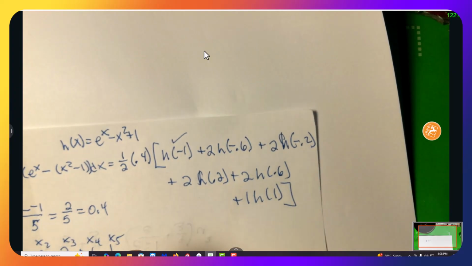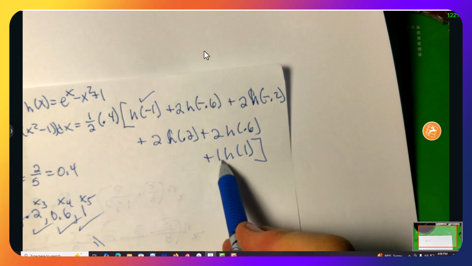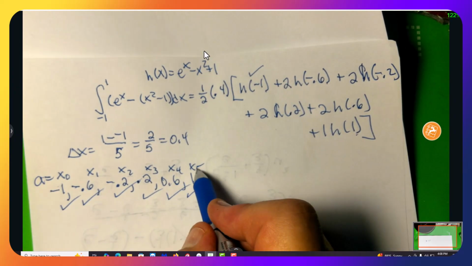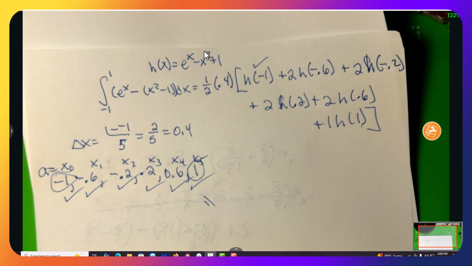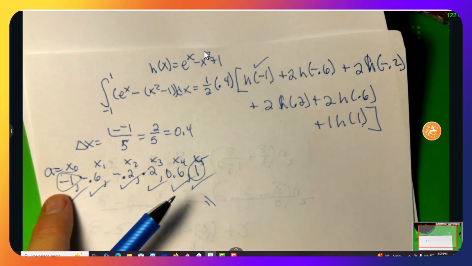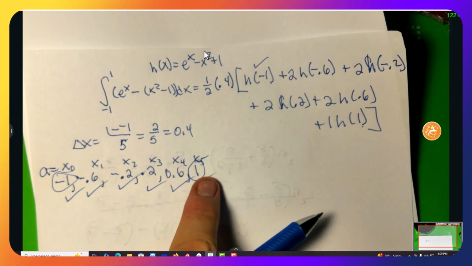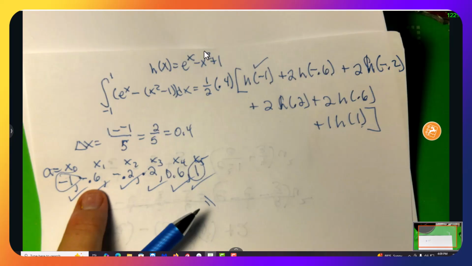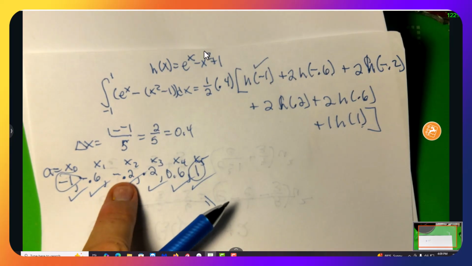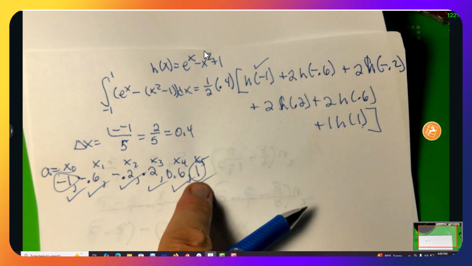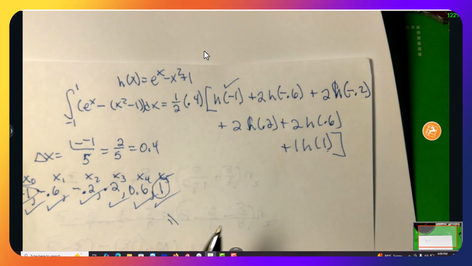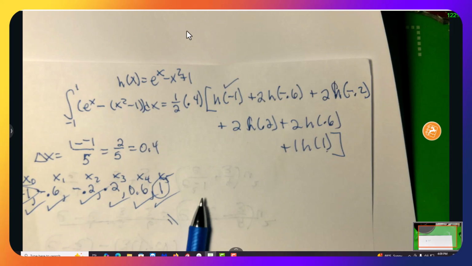And why am I going to do that? Why is it only 1 times this last value? Because this first endpoint and this last endpoint are only in the one trapezoid. This is in the very first trapezoid. This is in the first and second trapezoid, the second and third trapezoid, third and fourth trapezoid, fourth and fifth trapezoid, fifth trapezoid. Now that's set up. Now what we're going to do is we're going to get out our GeoGebra.